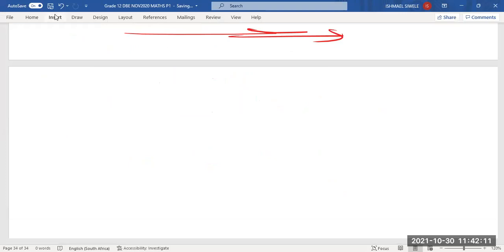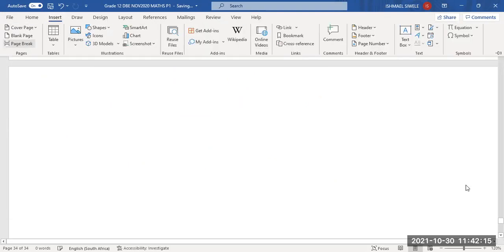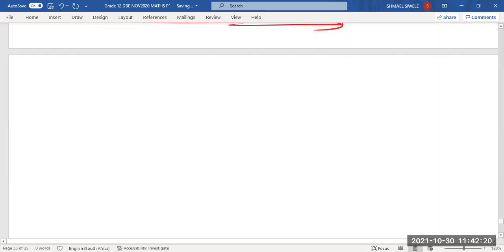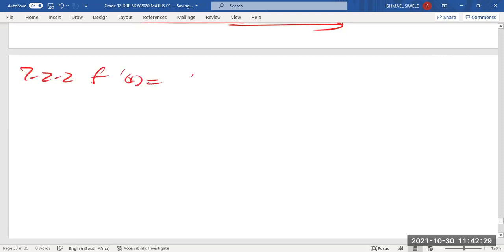I need the page, so let me just insert my page. Need the page as you can see. So there we go. 7.2.2, okay? We're going to have f prime of x equal to what? We have f of x equal to 4x squared minus 9, all over 4x plus 6, okay?